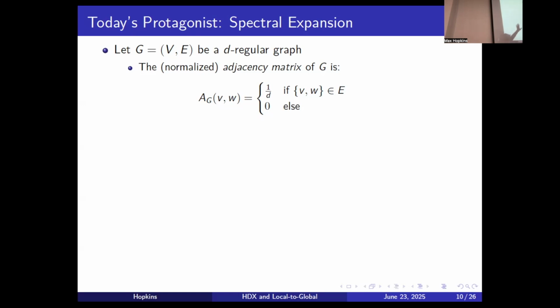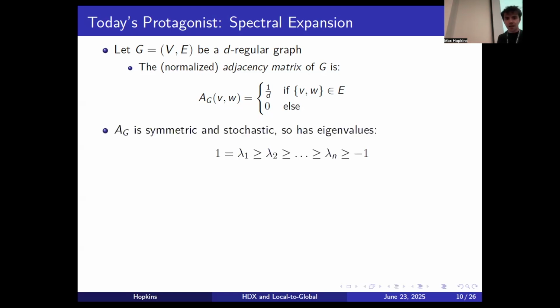Okay, so the normalized adjacency matrix of G, at entry VW, just has 1 over degree if it's an edge in the graph, and 0 otherwise. It's just encoding linear algebraically the structure of the graph. This is of course a symmetric and doubly stochastic operator, and so it has an eigendecomposition, and in particular it has n eigenvalues, where n is the number of vertices, going from 1 to -1. Because things are stochastic, there's always an eigenvalue equal to 1, which corresponds to the all ones vector, the trivial eigenspace.